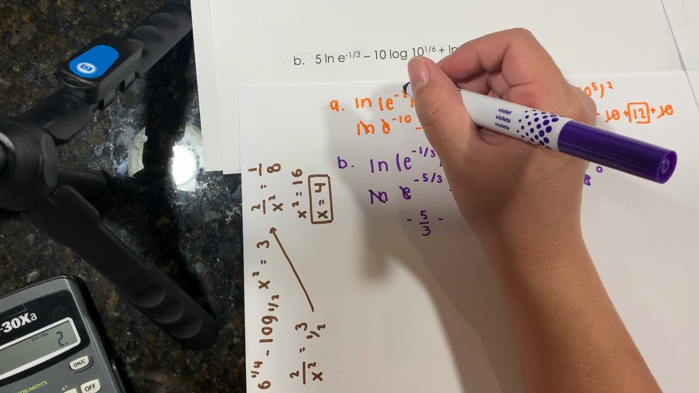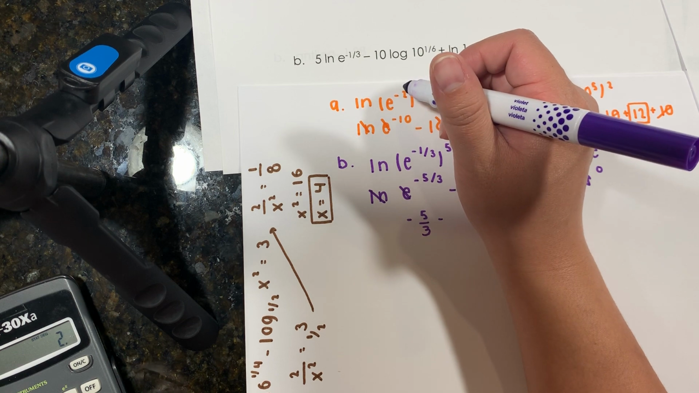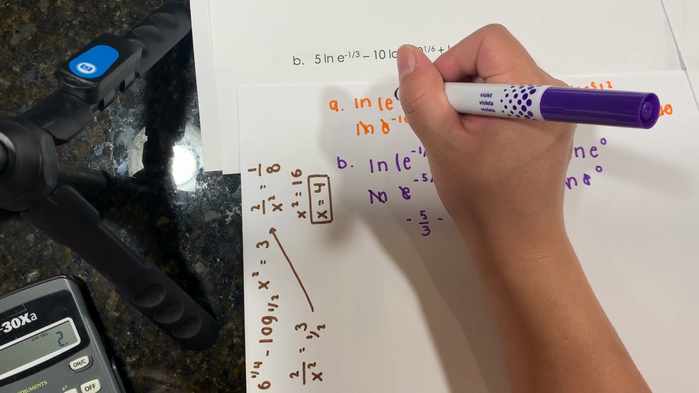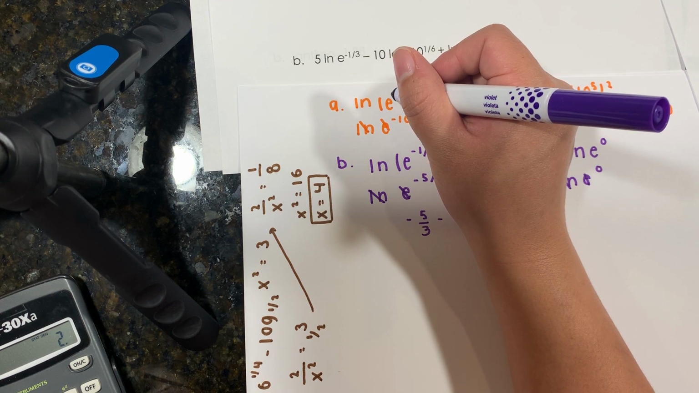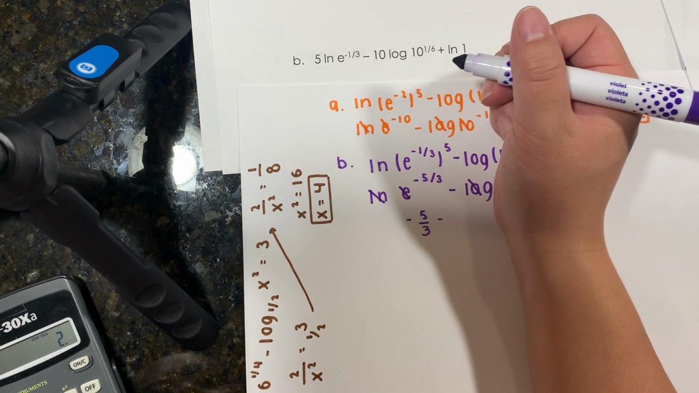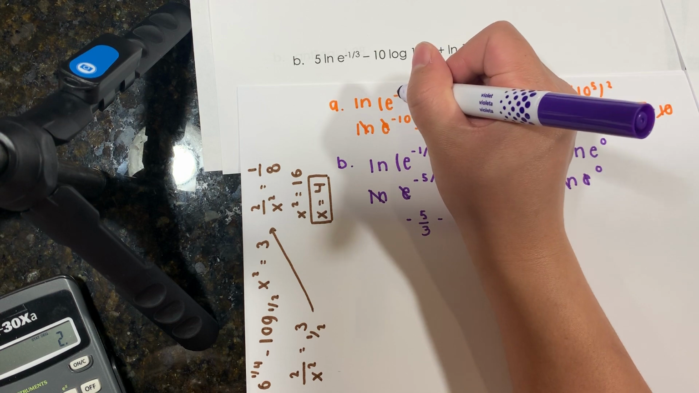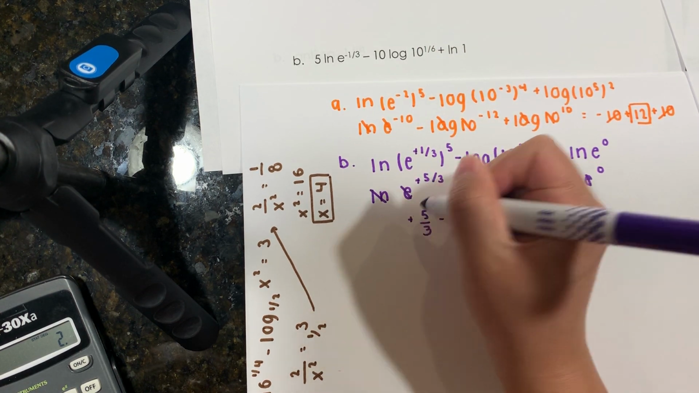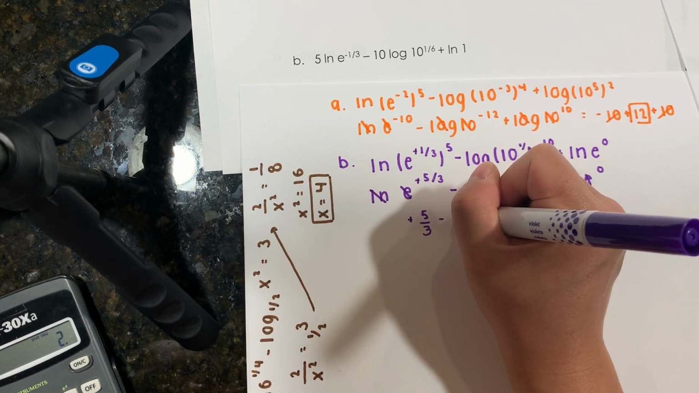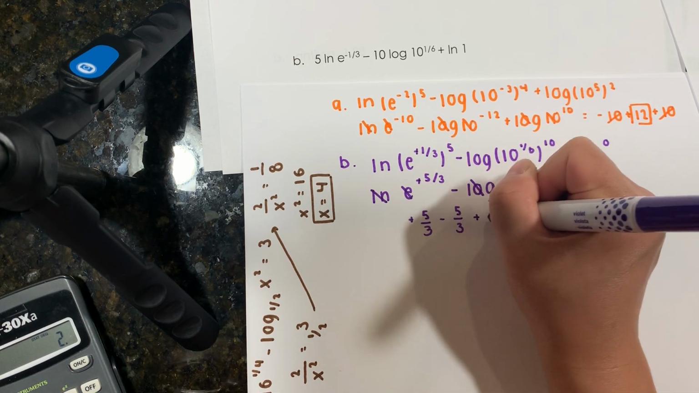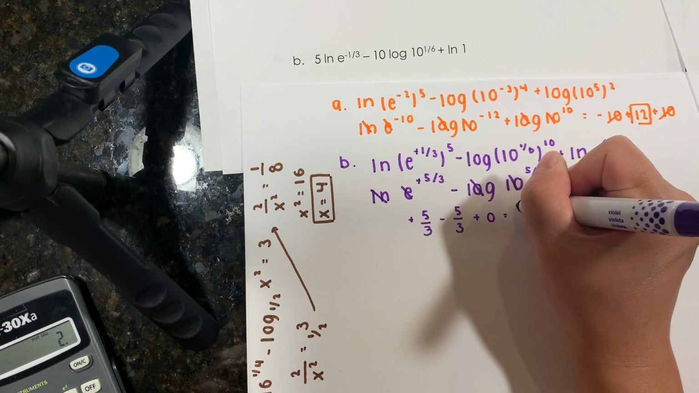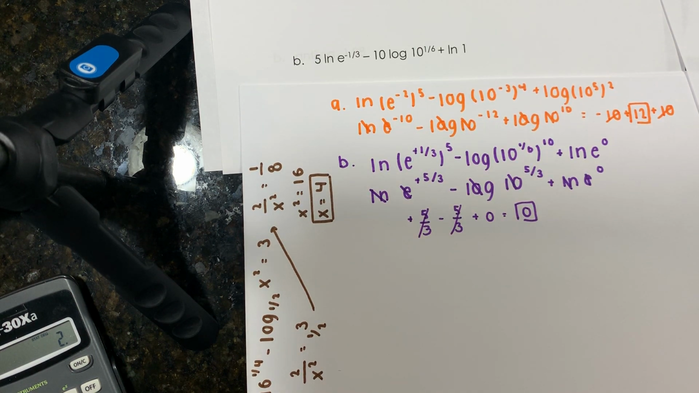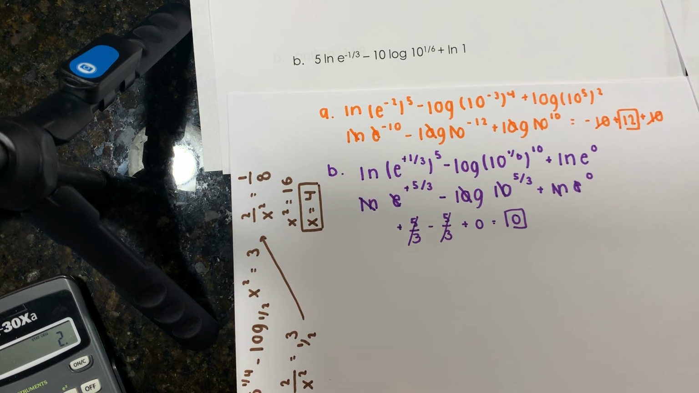Oh, that should not be negative. This should be positive, my bad. So 5/3 minus 5/3 and then plus 0. So your answer is 0. Sorry, I messed up. That should have been a positive 1/3, not a negative 1/3.